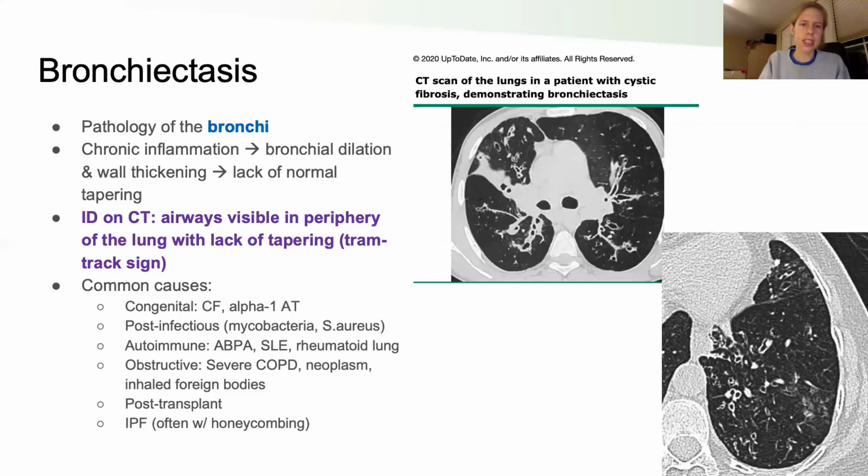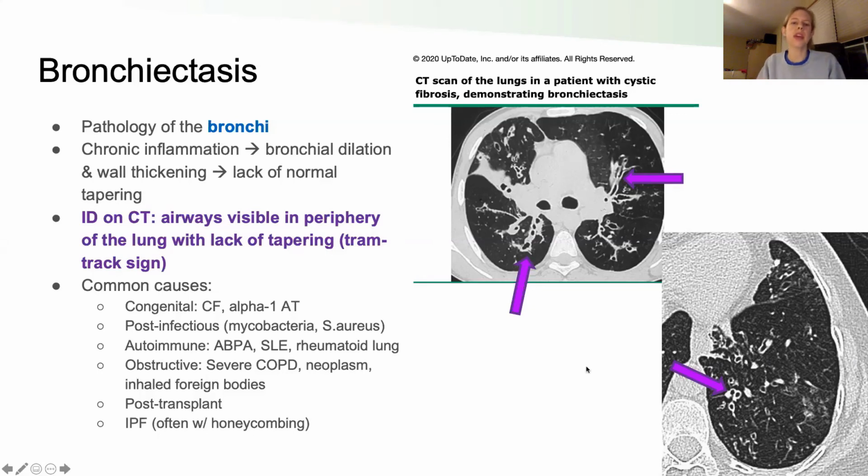Speaking of bronchiectasis, as you would maybe presume from the name, this is something wrong with the bronchi. So similarly, this is chronic inflammation that leads to bronchial dilation and thickening that makes it stay bigger than it should for deeper into the lung. So on CT scan, we're looking for what's commonly called tram track sign, which means that we can see these dilated bronchi go farther into the lung than they should, farther into the lung than they're used to.